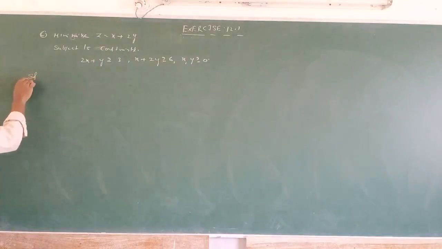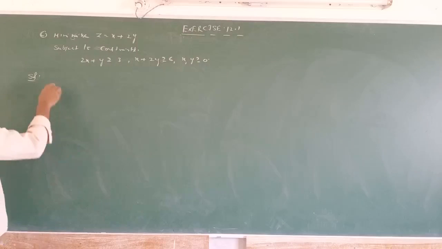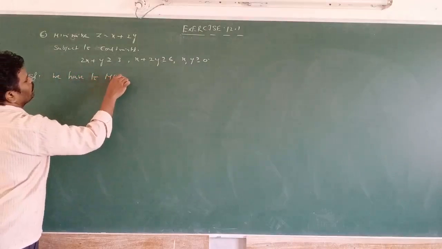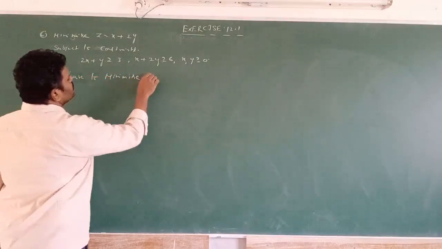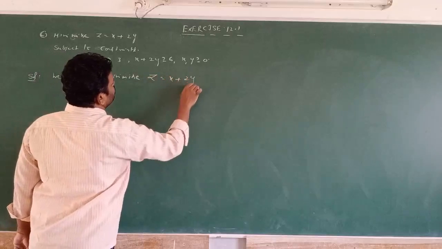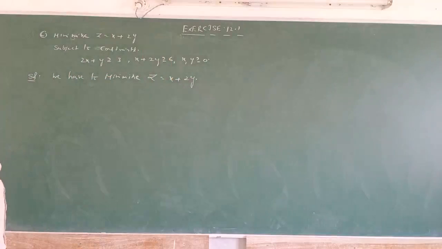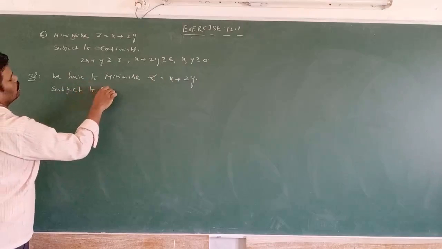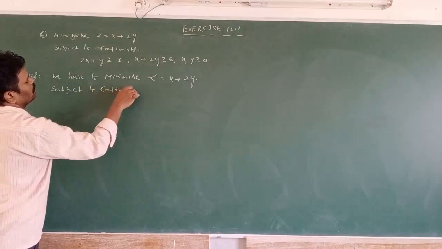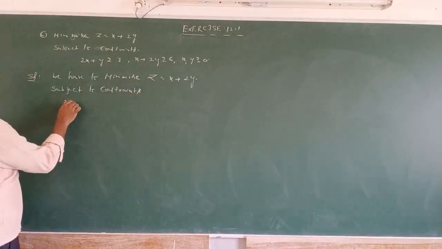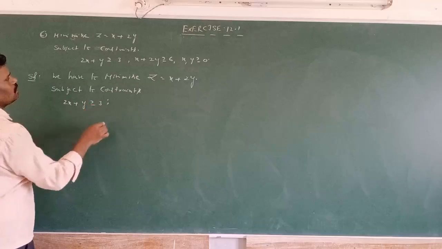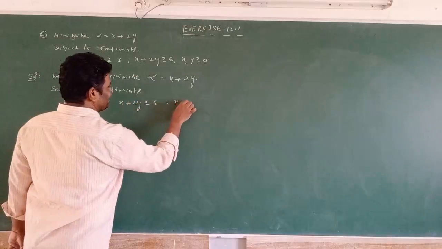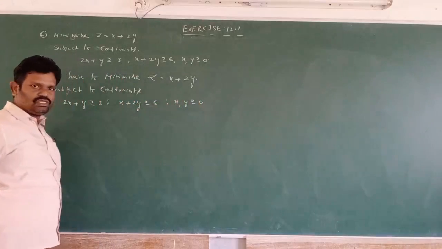Already we know this process. First, we have to minimize the objective function x plus 2y. After that, subject to constraints: 2x plus y is greater than or equal to 3, x plus 2y is greater than or equal to 6, and x, y is greater than or equal to 0.